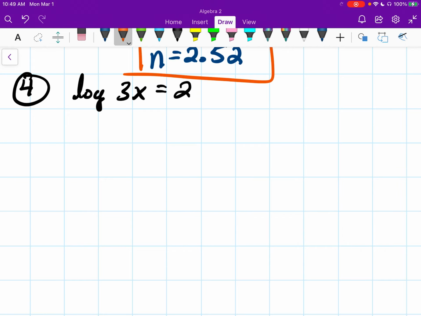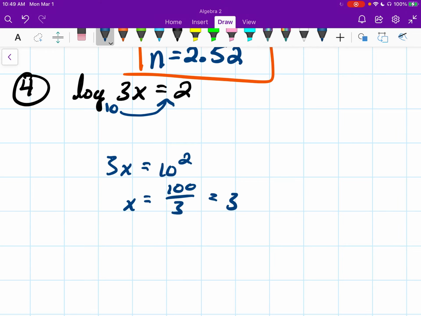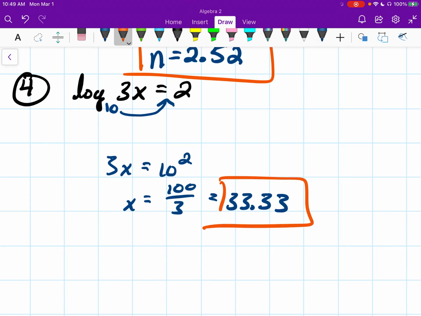First thing we need to know is what is the base of this log? Well, it's not written, so that means it's an understood 10. It's the common log. So the 10 will come over here and bump the 2 into the exponent. So this will be 3x equals 10 squared. So x is, well, 10 squared is 100 divided by 3. So this would be 33.33, right? It's like 33 repeating. But since we're just rounding to 2, we can just do 33.33. And there we are.